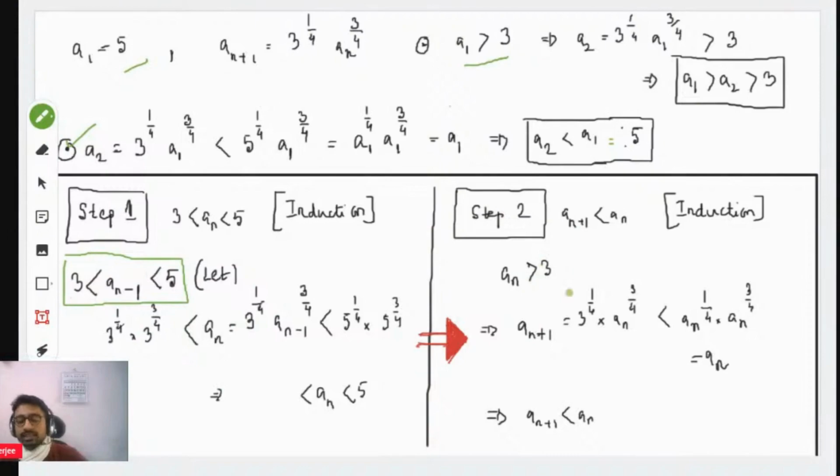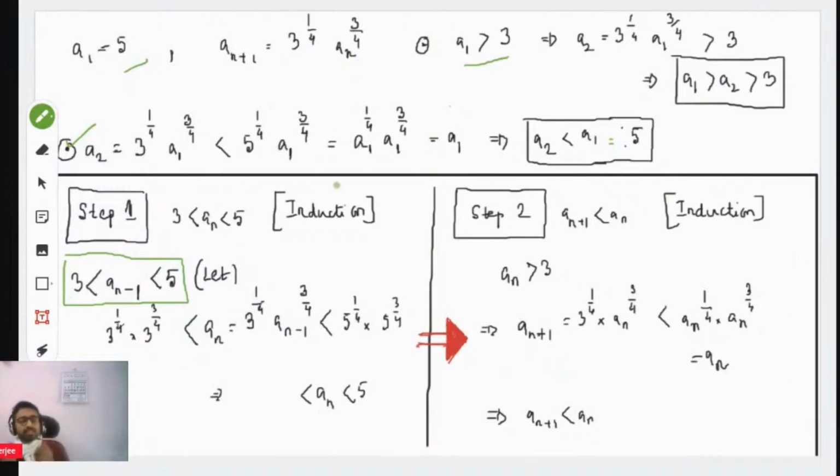So let's say an is greater than 3. You get a(n+1) is equal to 3 to the power 1/4 times an to the power 3/4. Since 3 is less than an, you get an to the power 1/4 times an to the power 3/4. If you multiply it, you get a(n+1) is less than an. So you get that it's decreasing in nature, and it's bounded.